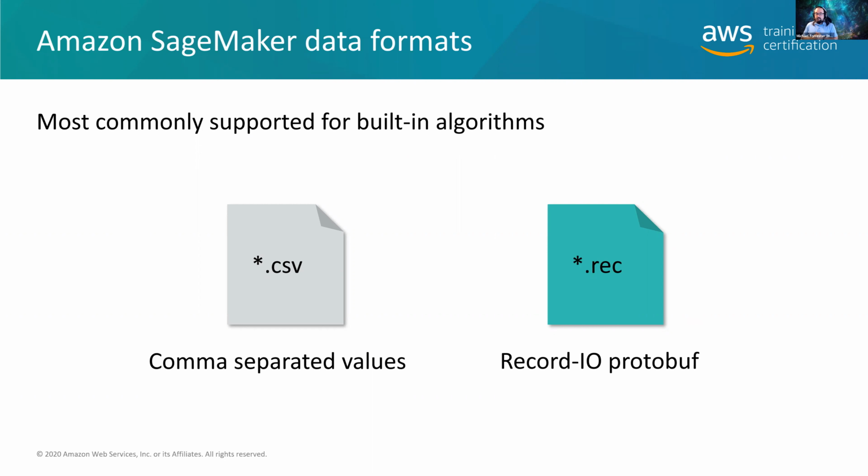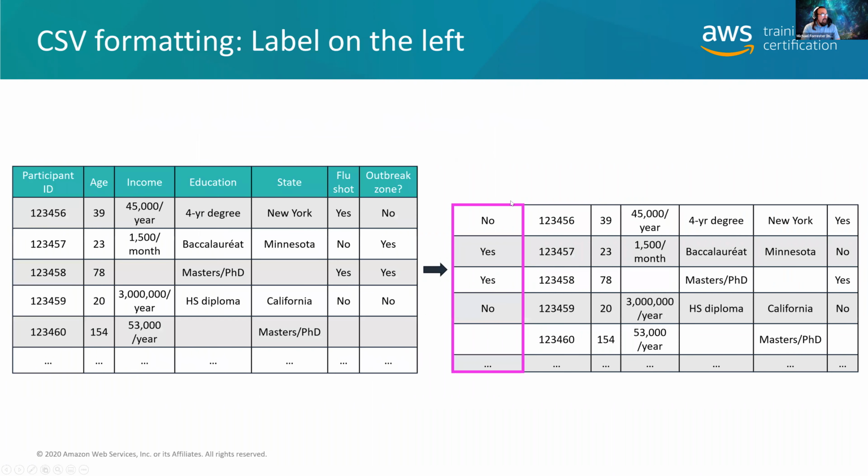All right, and then we talked about how you've got to remove the headers and you have to put your label, not your features, your label, at the front of the document in column 0, right, when you want to submit to SageMaker.